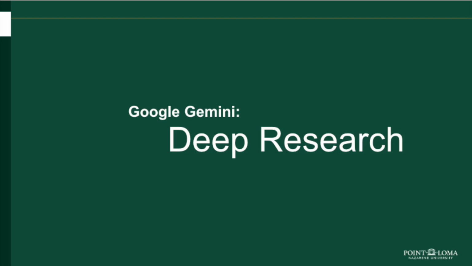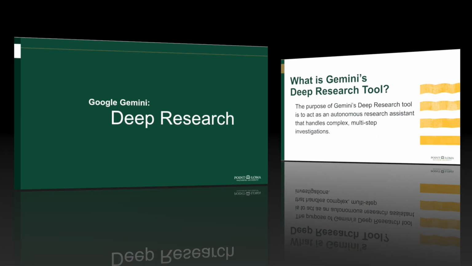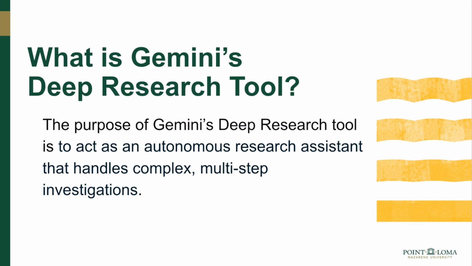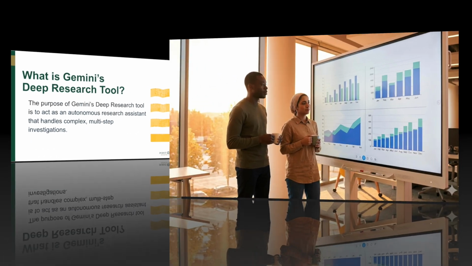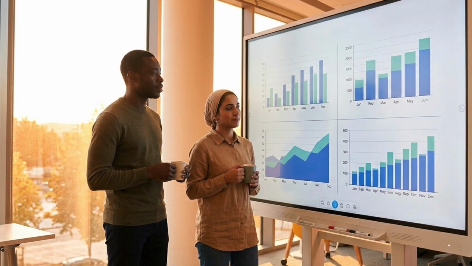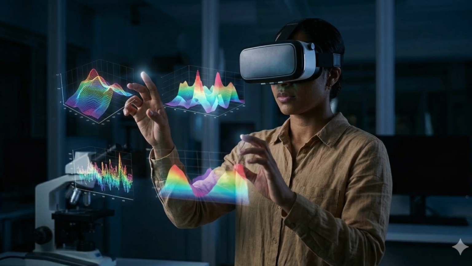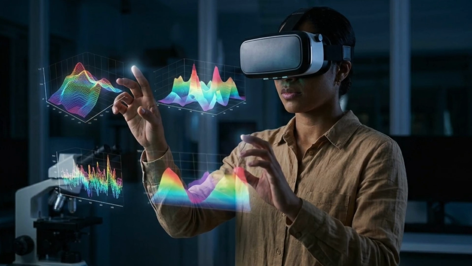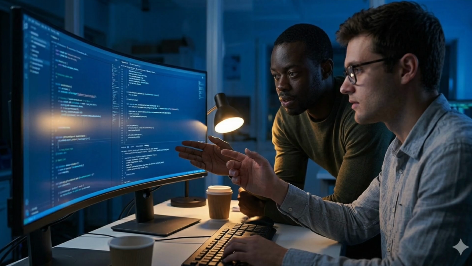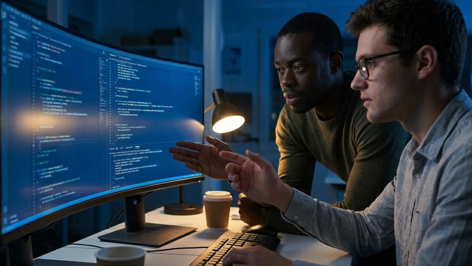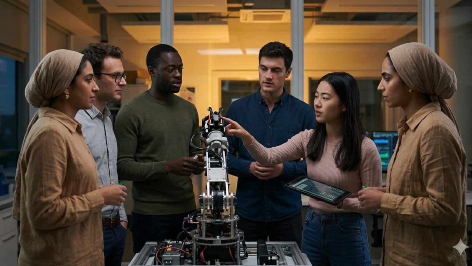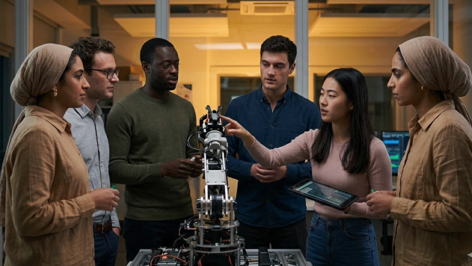This is Google Gemini's deep research tool. The purpose of Gemini's deep research tool is to act as an autonomous research assistant that handles complex, multi-step investigations. Instead of just answering a simple question, the tool scours the web, aggregates diverse sources, analyzes conflicting viewpoints, and generates comprehensive, cited reports similar to what a human researcher would produce over several days.